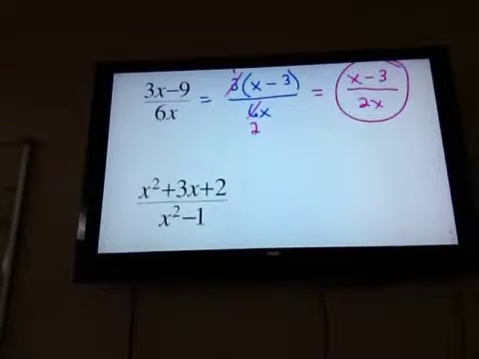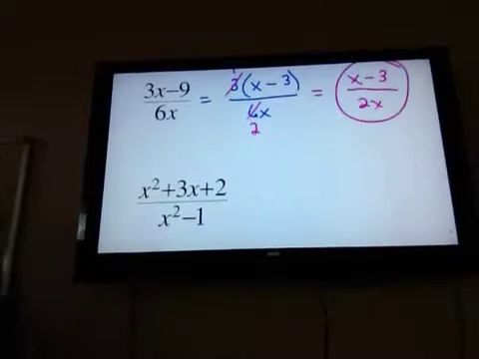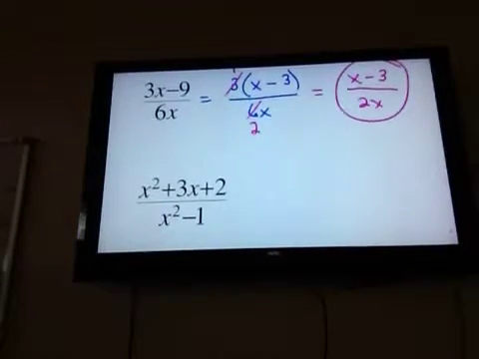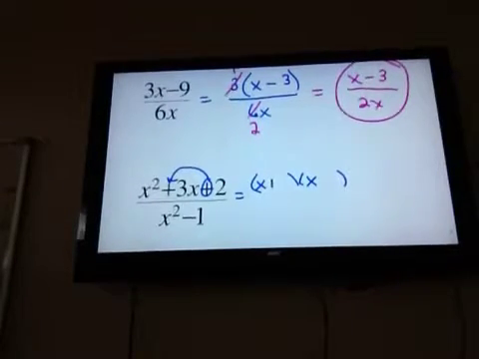Second example, in the numerator, do I have a common factor? I do not. So I count my terms. I have 3 terms. So that's my trial and error. X squared is x times x. Positive last term means look to the middle. So all my rules of factoring that I should know. And then last term is 2, 2 times 1.